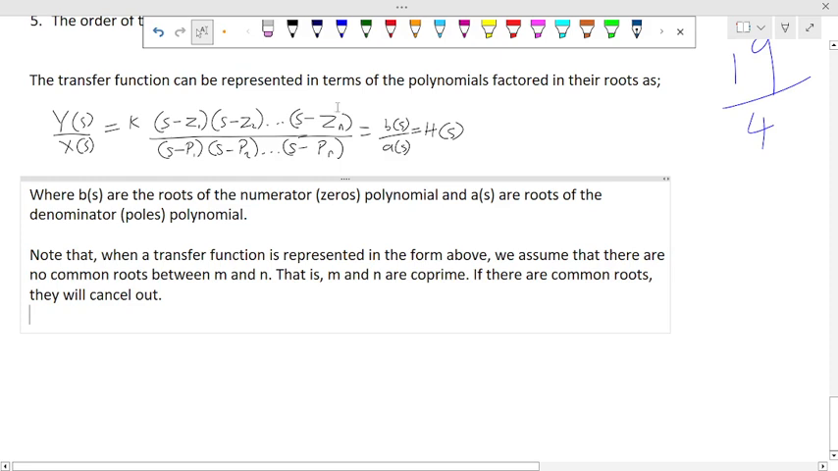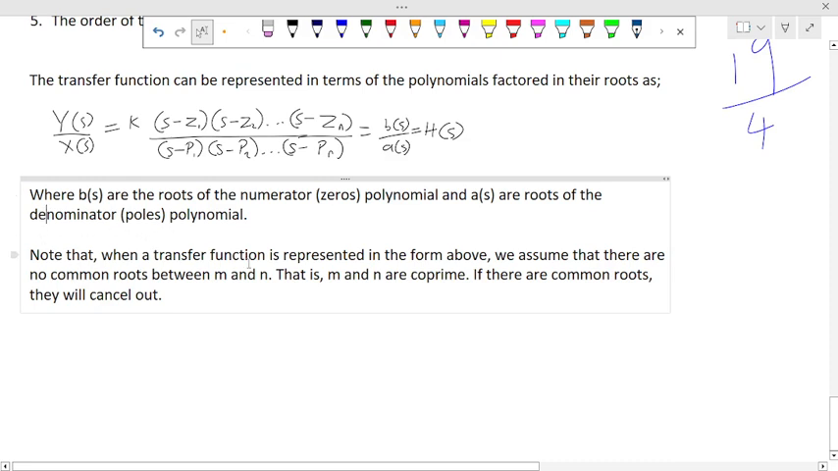So all these roots, we can just represent them. Instead of writing s minus z1 and so on, we can just write B(s). That's it. So B(s) represents all the roots for our numerator, while A(s) represents all the roots for our denominator. Where B(s) are the roots for the numerator, which are zeros, a polynomial, and A(s) are roots of the denominator, which are poles, a polynomial.